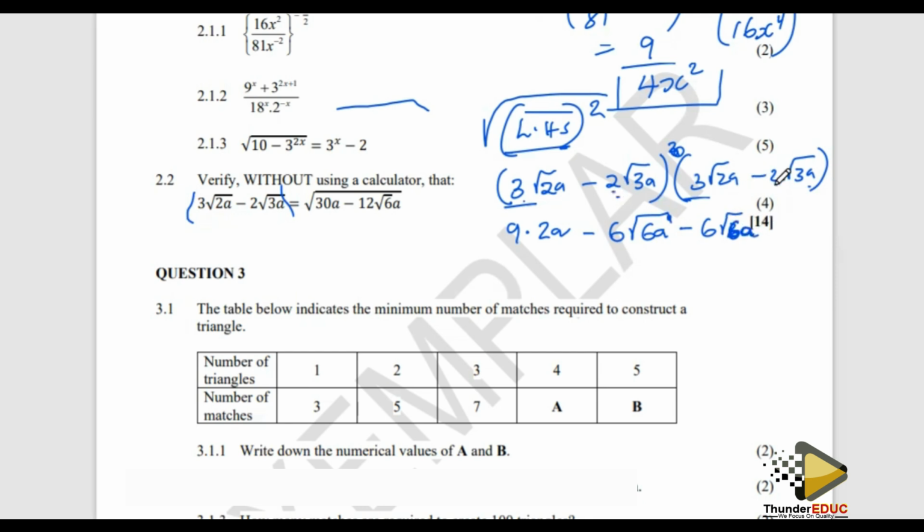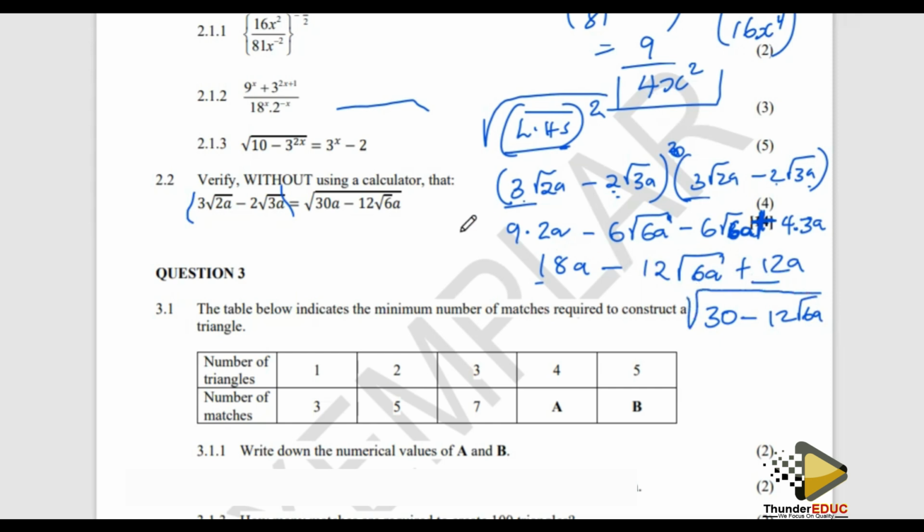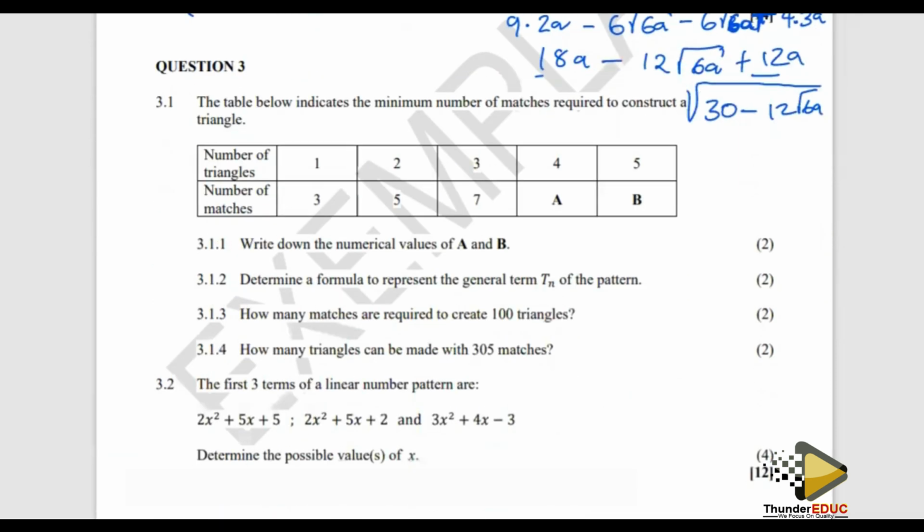And then this and that, getting a positive 4 times that times 3a. Then I simplify, that's going to be 18a minus this and this is 12 square root of 6a. This and this, I'm getting a 12a. So 12 plus 18, I get a 30 minus 12 square root of 6a. So since we squared initially, we must get rid of that square using the square root. So we must find the square root. And then we have our left-hand side. So we verify that.